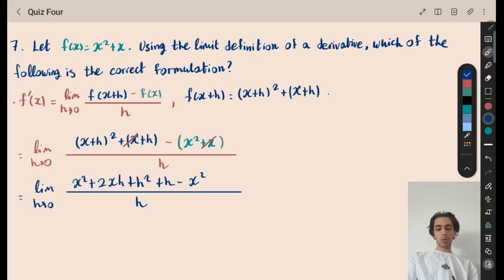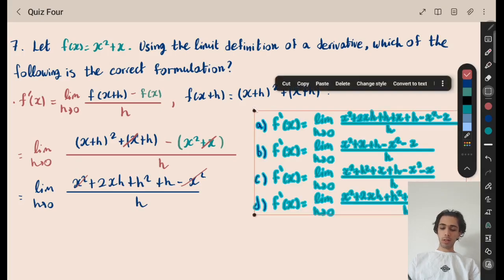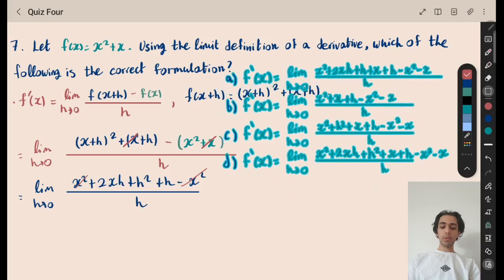A good question would be to ask if there are any like terms in this expression. And in fact, there is. You see them. Yes, it's x squared and x squared. So this is positive and this is negative, so they actually cancel out. And we are left with this expression, 2xh plus h squared plus h, divided by h. Maybe I'll expand the choices once again to make sure we're not simplifying too much.